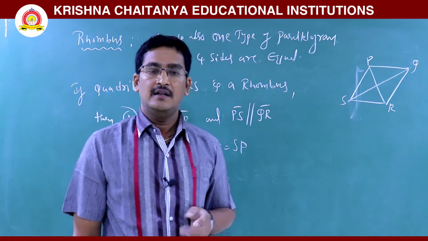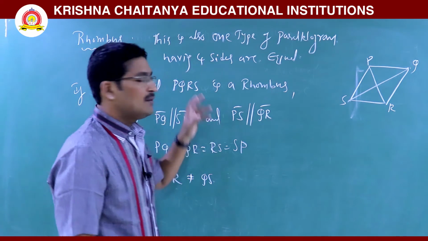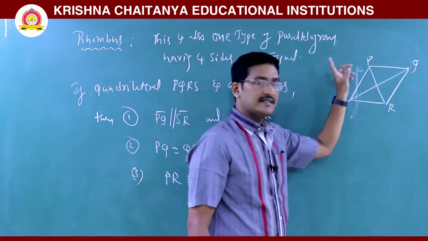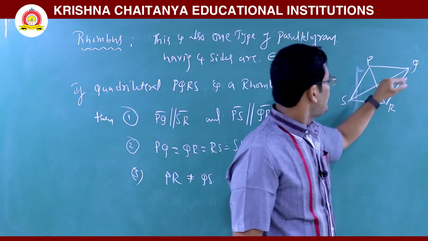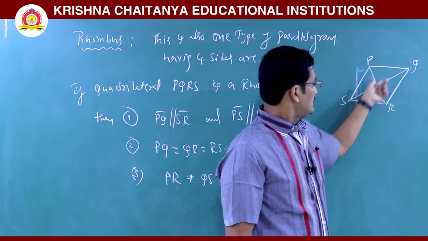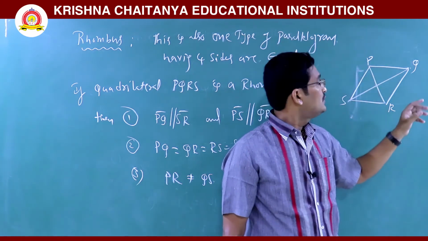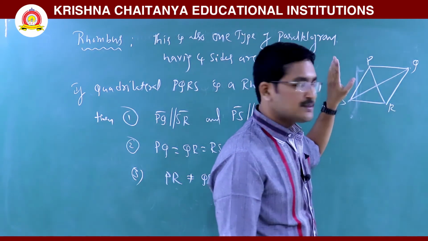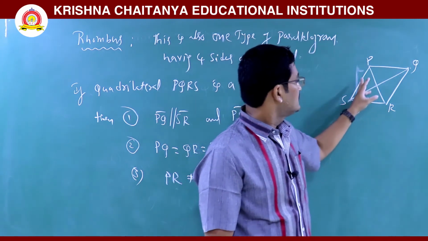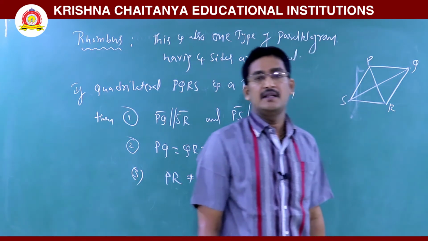That is called a rectangle. But what about the rhombus? Rhombus is also one type of parallelogram. That means this one has opposite parallel sides. So PQ is parallel to SR, PS is parallel to QR, and this one has four equal sides: PQ equals QR equals SR equals SP. The lengths of the diagonals are not equal, and there is no need for adjacent sides to be perpendicular.